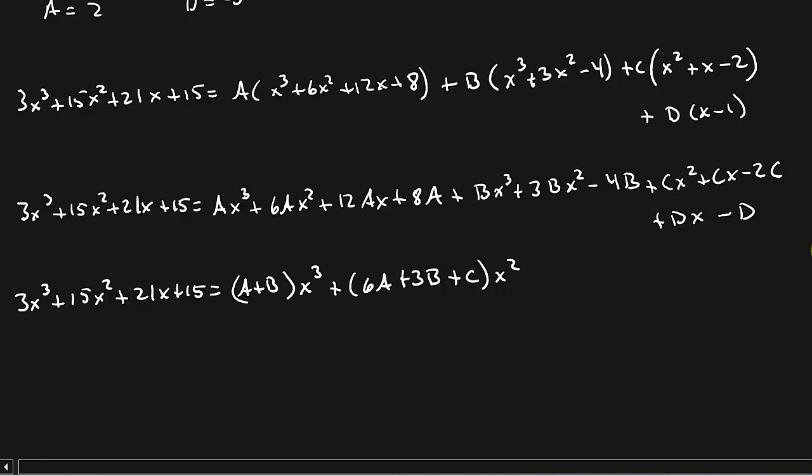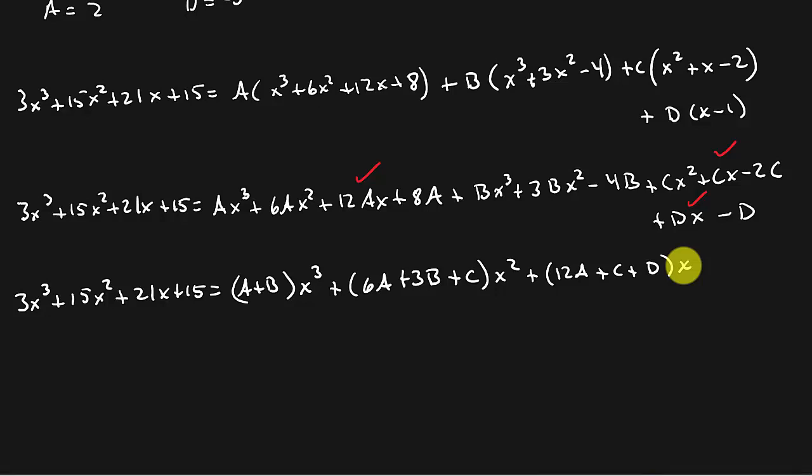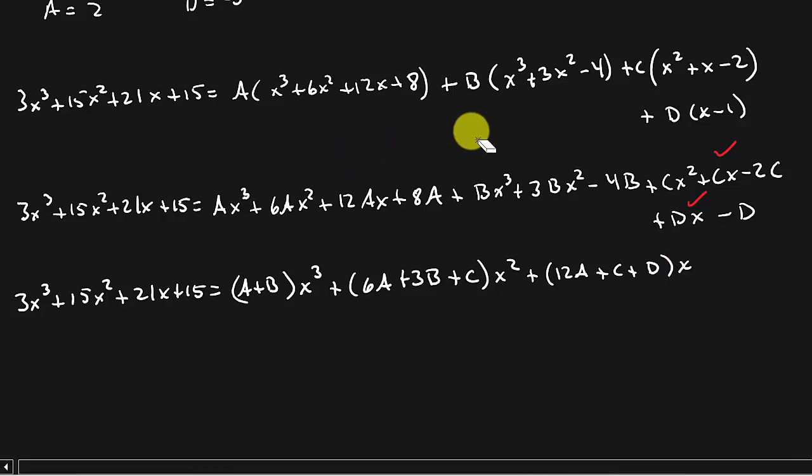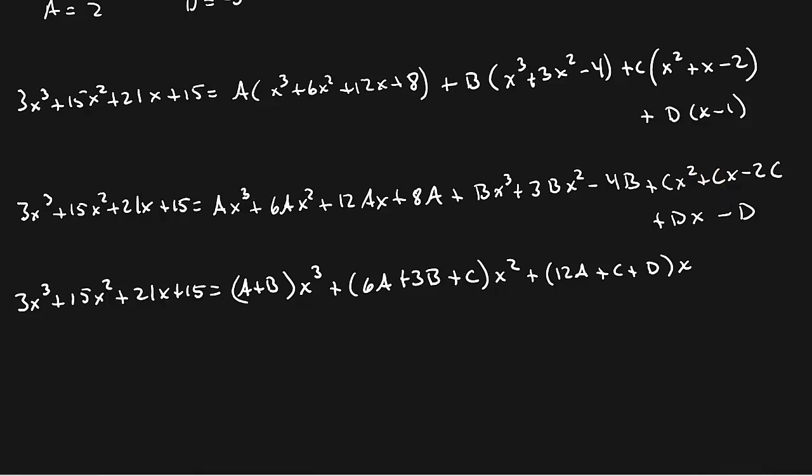All right, so we're good there. And now let's look at the common factors of x. So that's here, here, and here. So let's see if I screwed something up there. So plus, and that's going to be 12a plus c plus d times x. All right, so 12a plus c plus d times x. That's good. And then we've just got our constant terms.